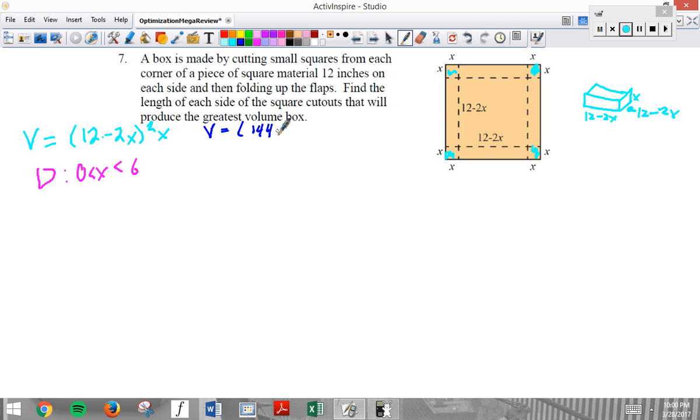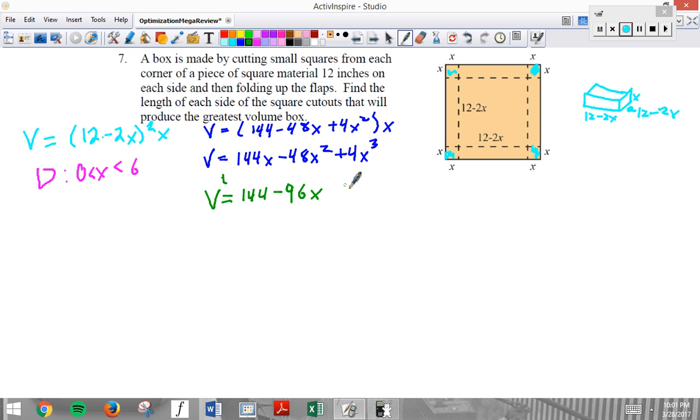Okay. Simplify. 144 minus 48x plus 4x squared, times x. 144x minus 48x squared plus 4x cubed. You can use the product rule if you're feeling good about that. Maybe you should have, just to test your might. So V prime equals 144 minus 96x plus 12x squared.